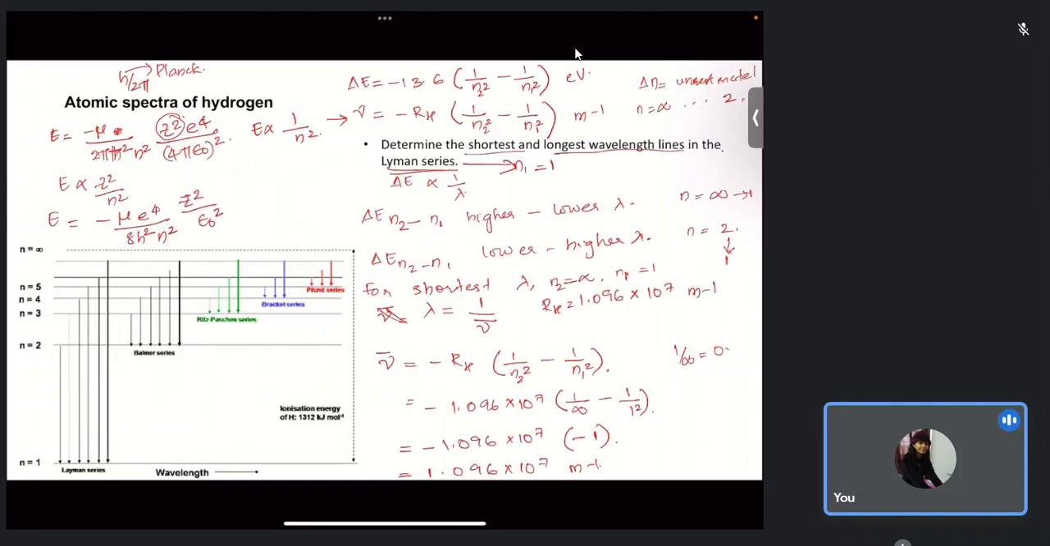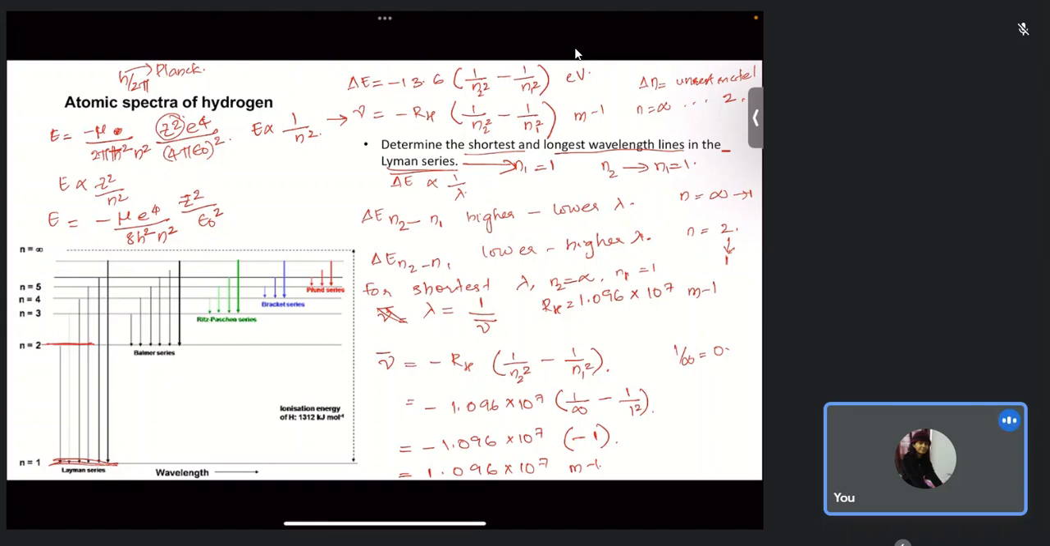So the Lyman series is defined as transitions from n2 to n1, where n1 is equal to 1 and n2 can be any value greater than 1. We have to find the longest and the shortest wavelength in this particular series. It depends upon the energy gap between the levels.